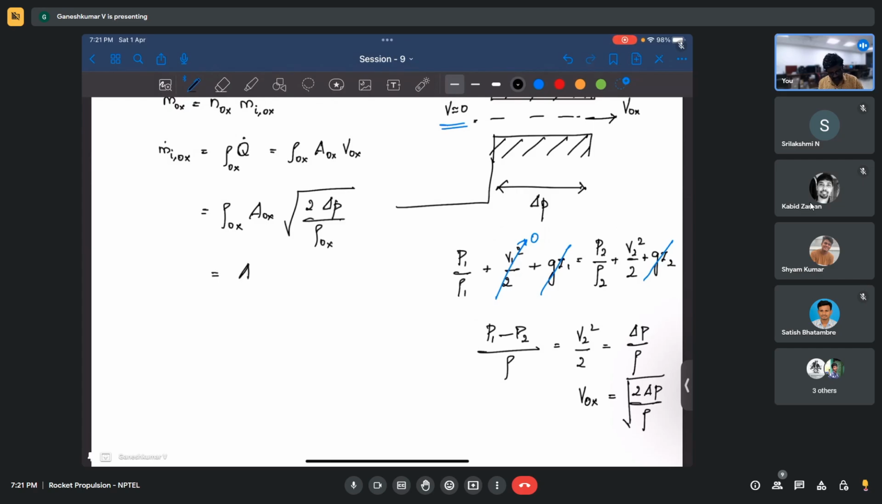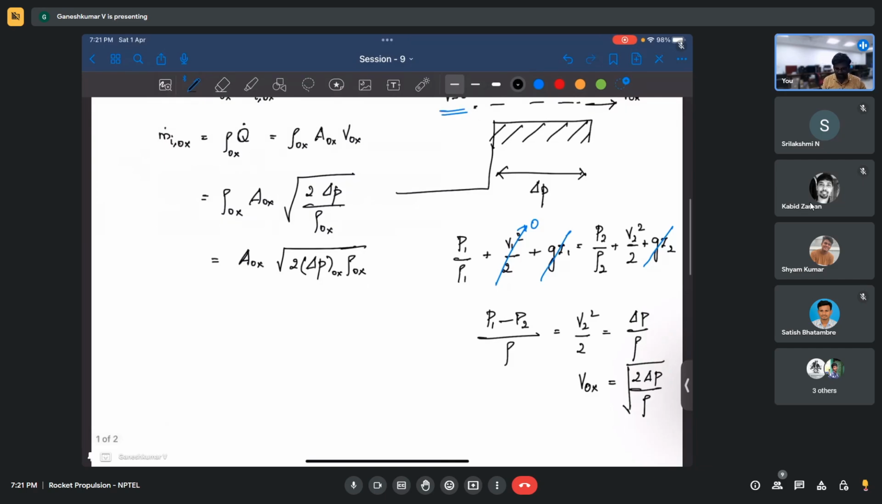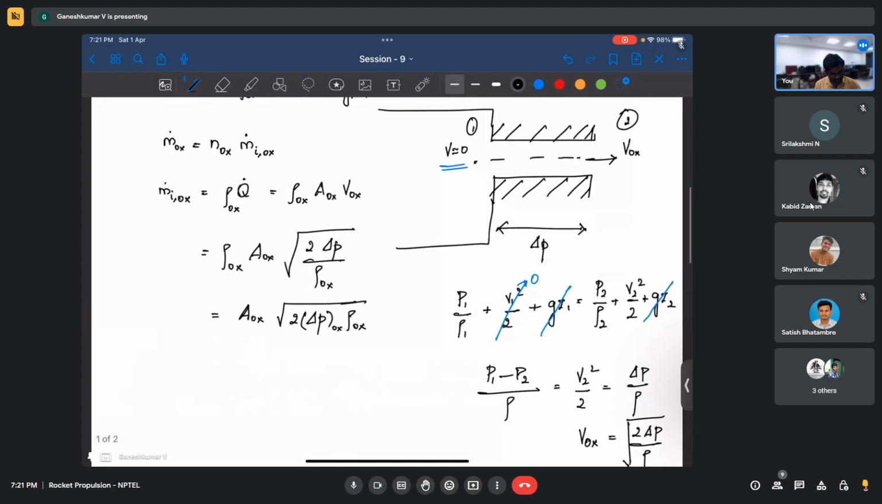This you can rewrite as area of oxidizer into square root of 2 times delta P in the oxidizer orifice and then rho. Right, this is how we will write it. So this is the formula you might have derived while following the lectures also, right? Did you guys understand how I arrived at this formula?